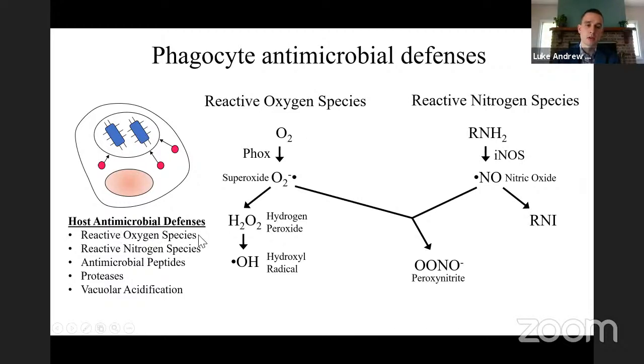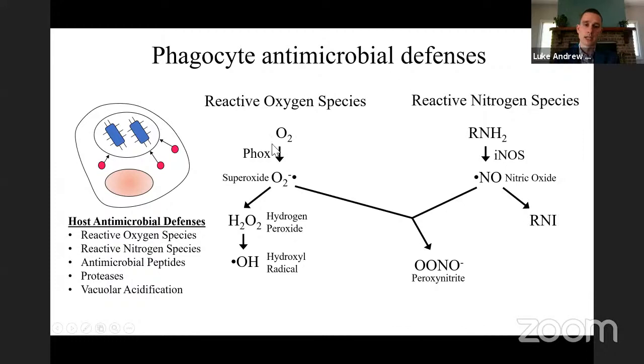And some of those antimicrobial factors include reactive oxygen species, reactive nitrogen species, antimicrobial peptides, proteases, and acidification of this vacuole. For my talk, I'd like to focus a little bit more on two of those, reactive oxygen and reactive nitrogen species. Reactive nitrogen species are generated by the inducible nitric oxide synthase. This is an enzyme complex that assembles on this vacuole membrane and generates high levels of nitric oxide within this vacuole. Nitric oxide itself is a potent inhibitor of respiration and can go on to form other downstream reactive nitrogen intermediates.